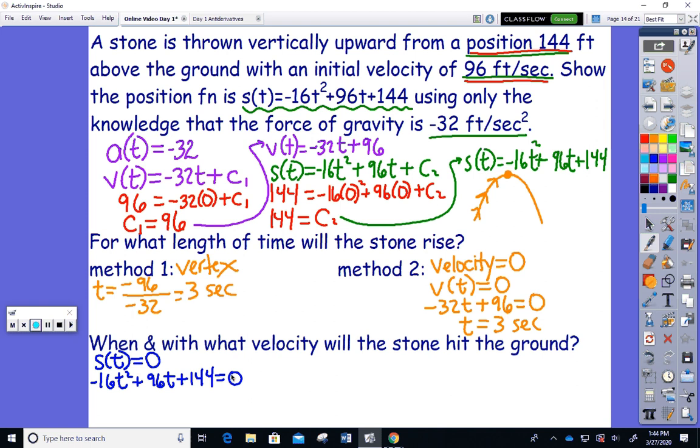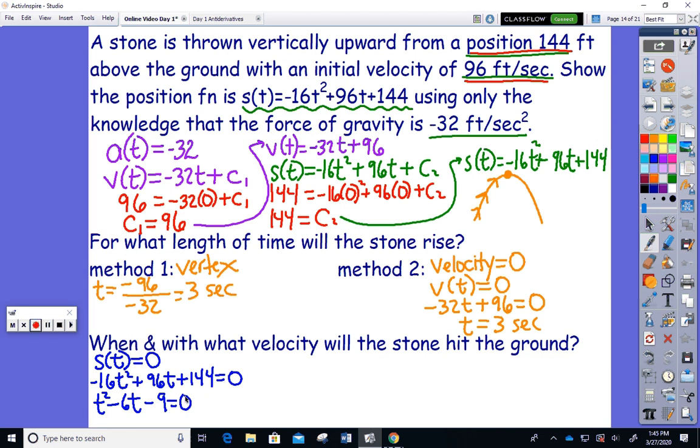First thing I notice is that all three terms are divisible by negative 16, so I'm going to do that to make my work easier. So negative 16t squared divided by negative 16, 96t divided by negative 16, 144 divided by negative 16. I'm checking my work just to make sure I'm not misfiring in my calculations. So that equation looks way easier.